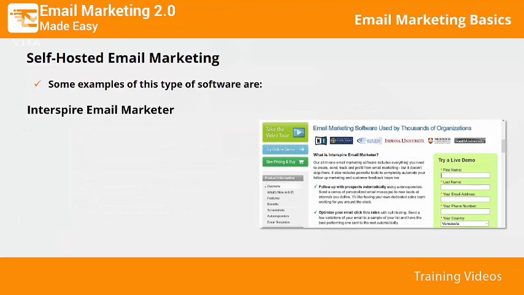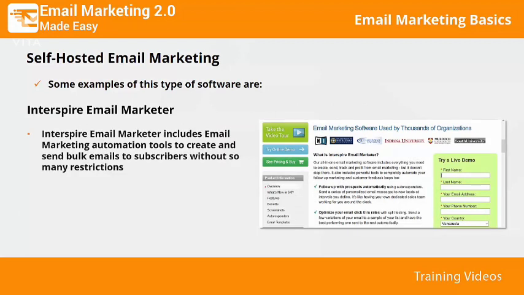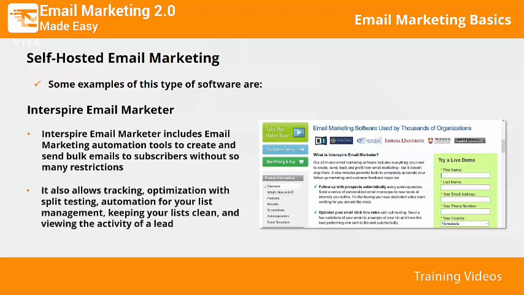Interspire Email Marketer. Interspire Email Marketer includes email marketing automation tools to create and send bulk emails to subscribers without so many restrictions. It also allows tracking, optimization with split testing, automation for your list management, keeping your lists clean, and viewing the activity of a lead.